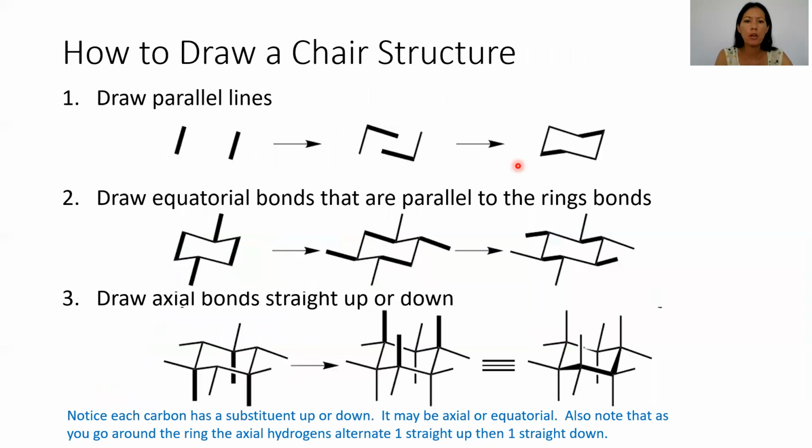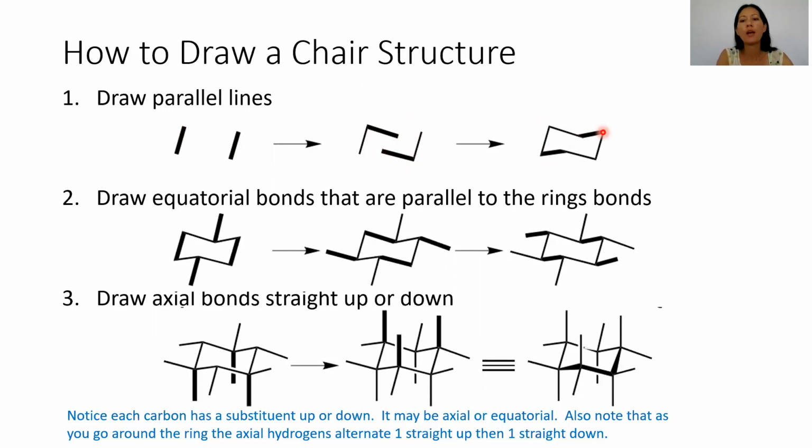The last thing we're going to talk about in this video is how to draw a chair structure. This is important for you to do because you'll have to draw these for some homeworks, for some exams. You'll draw 2 parallel lines first. Notice they're not straight up and down. Then 2 other parallel lines. And notice these are at a 90-degree angle. Then complete with these lines here to give your 6-membered ring.